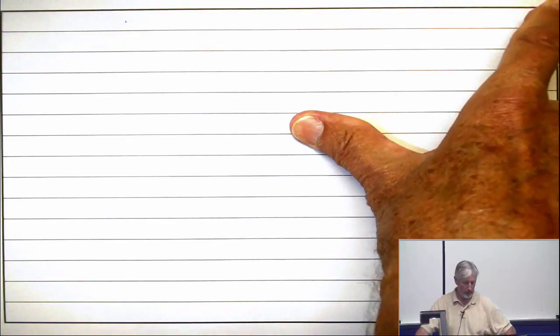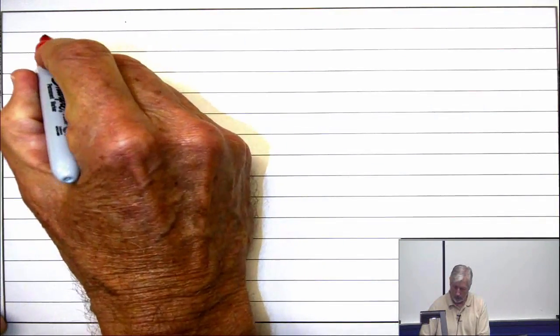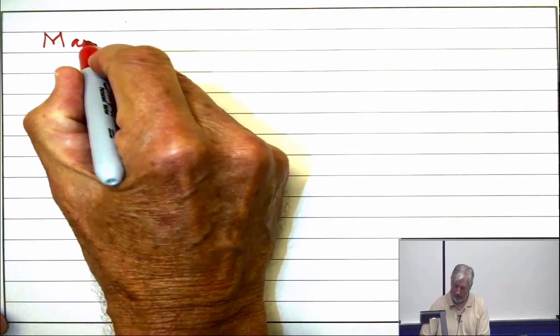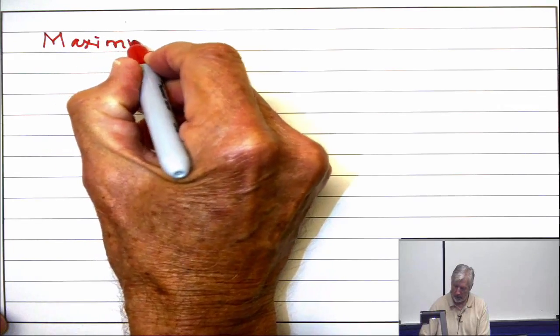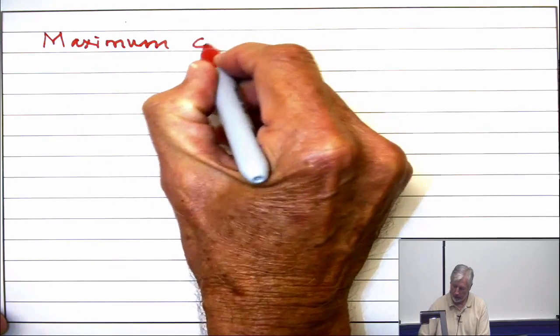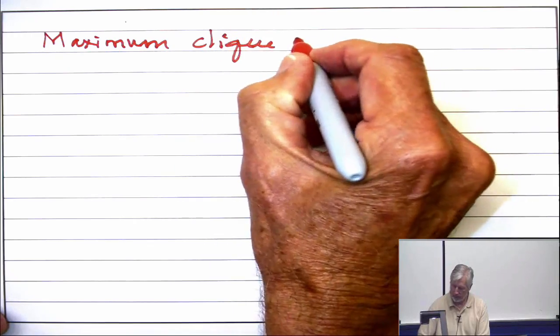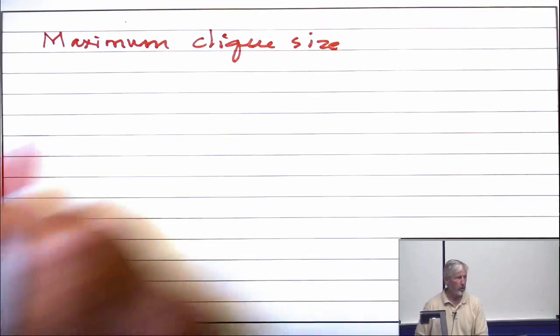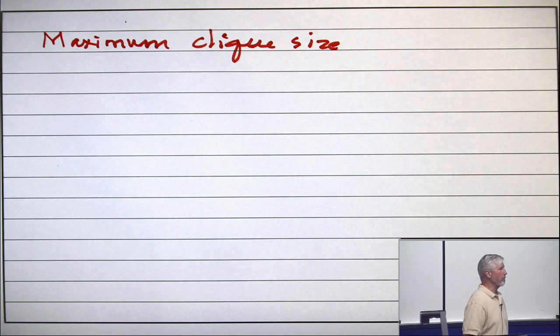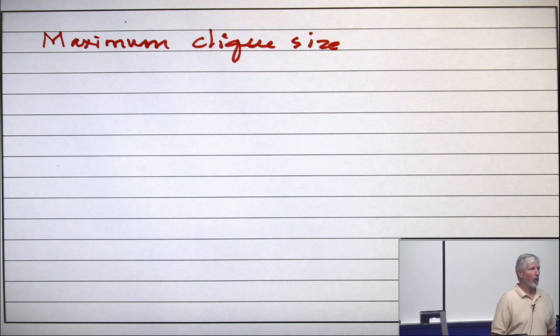Here's the next notion that we're going to study. There are two dual concepts. One is called maximum clique size. So given a graph, we simply want to determine what is the largest clique it contains as an induced subgraph.